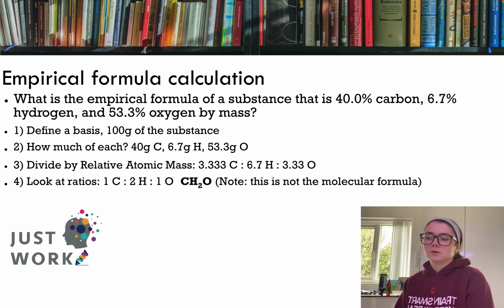We then divide by the relative atomic mass, and this is actually calculating how many moles there are of each of the elements, and we'll go on to this in the next video. But if we divide by the relative atomic mass, so 40 divided by 12 is 3.333, 6.7 divided by 1 is 6.7, and 53.3 divided by 16 is also 3.33. So the ratio we have is 1 carbon to 2 hydrogens to 1 oxygen, and that would be the empirical formula. Important thing to note is that the empirical formula is not the molecular formula. This is just the smallest whole number ratio that we've got.